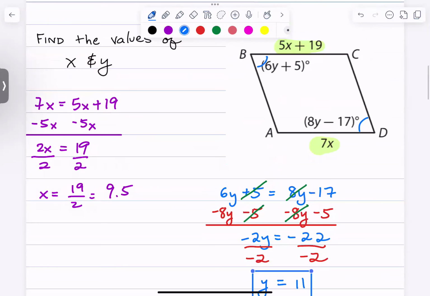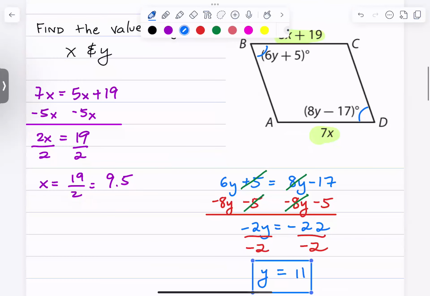And with both in hand, if the question asks you for the length of BC, or the length of AD, or even angle B or angle D, you guys are able to do it by just plugging it in, right? You just plug X or Y back into the expression, and you're able to find that value. Okay, cool. Next one.